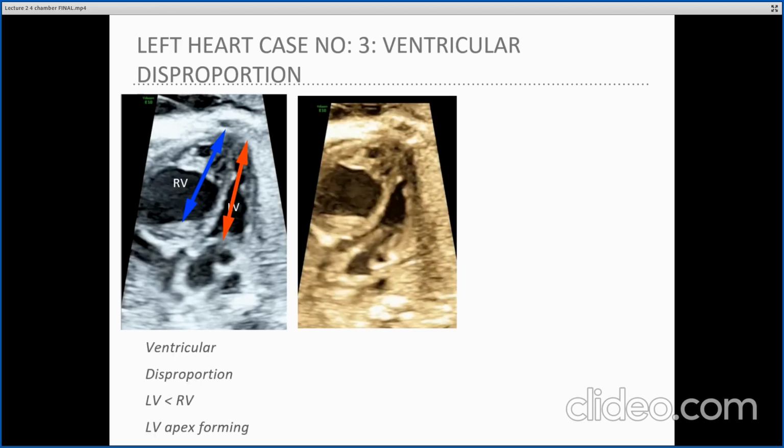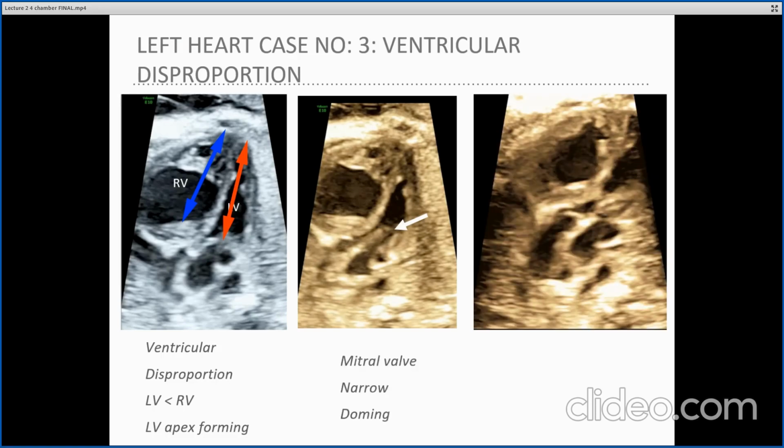This is the mitral valve, which is shown by the arrow, and we can see that the mitral valve is not opening very well, suggesting congenital mitral valve stenosis. And when we look at the left ventricular outflow tract here, we can see that the entire left ventricular outflow tract appears quite narrow, suggesting obstruction. So a combination of small size LV, which is apex forming, mitral valve narrowing, and left ventricular outflow obstruction, all these together constitute what is called significant ventricular disproportion, and sometimes we refer to this combination of findings as Shone's complex.